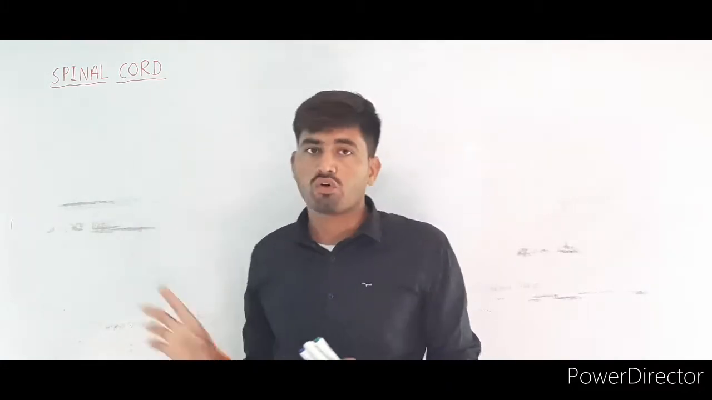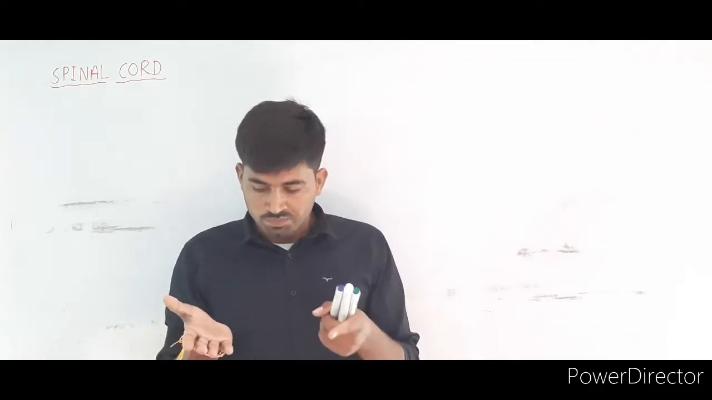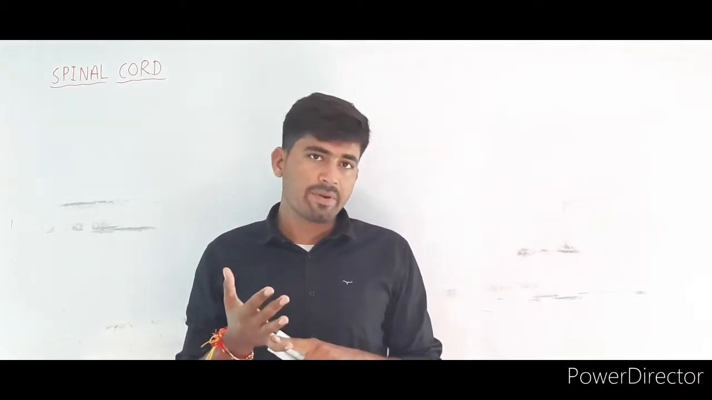So guys, today we are going to see the spinal cord. In the spinal cord, first of all, we have to see the structure of the spinal cord. After that, white matter, gray matter, and tracks. That is the part of the physiology. After that, we have to see the blood supply of the spinal cord.